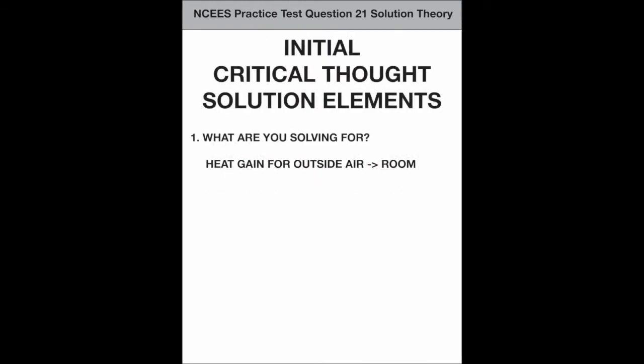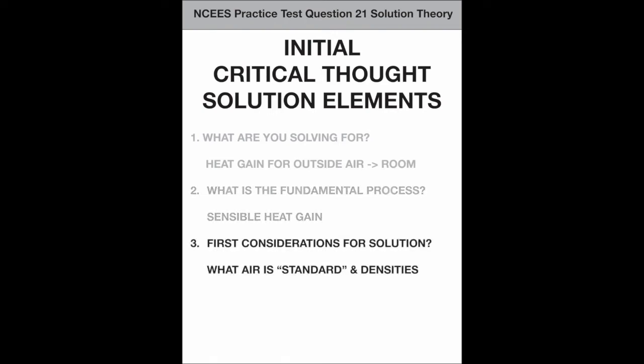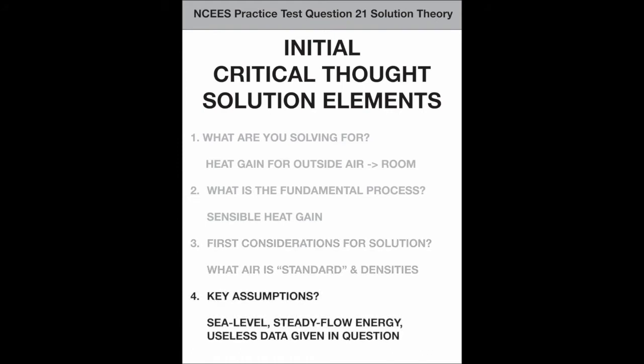Initial critical thought solution elements. 1. What are you solving for? The heat gain required for outside air entering a conditioned room. 2. What is the fundamental process? Sensible heat gain. 3. What are the first considerations to find the solution in connection to the fundamental process? Determining what air is standard, and what to do with the densities provided in the question. 4. Are there key assumptions? Sea level altitude, steady flow energy transfer, and the possibility of useless data given.